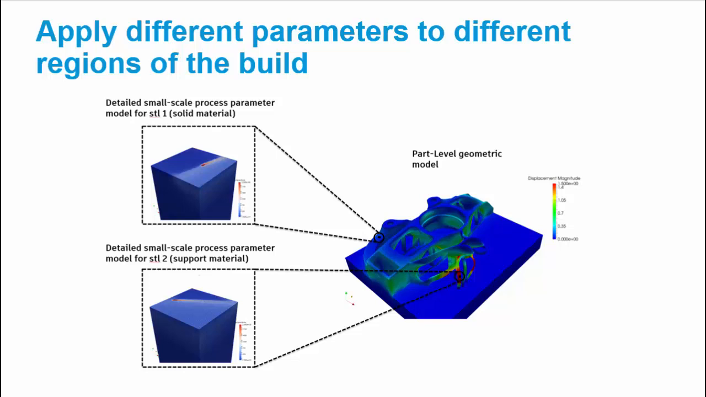In the 2018 release, we provided greater flexibility, so now you can apply multiple processing parameters to a build and designate which file applies to which part or support structure.